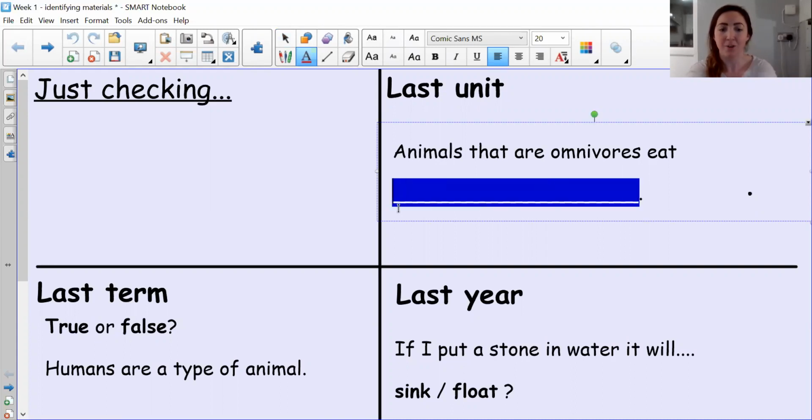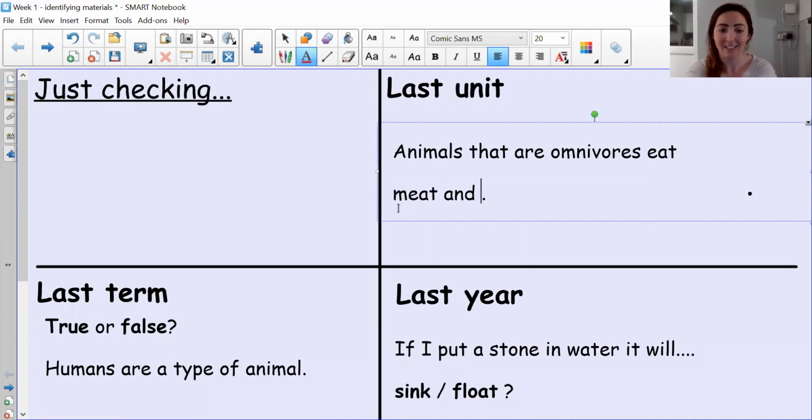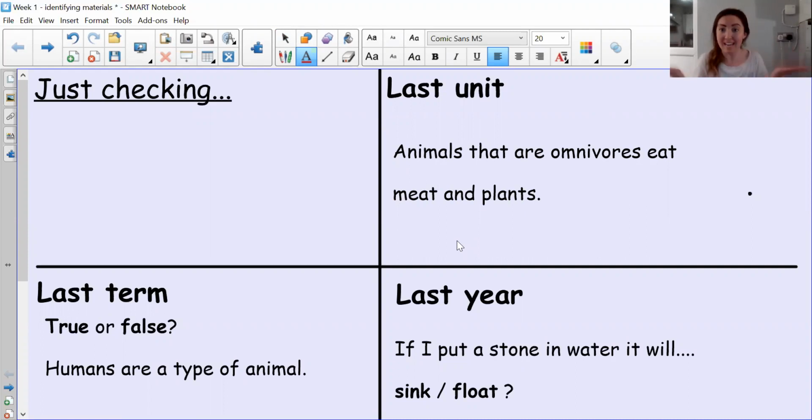Well done if you said meat and plants. Okay, so because carnivores, what do they eat? Meat, yeah, from other animals. And herbivores, what do herbivores eat? That's right, plants. And omnivores eat both meat and plants.